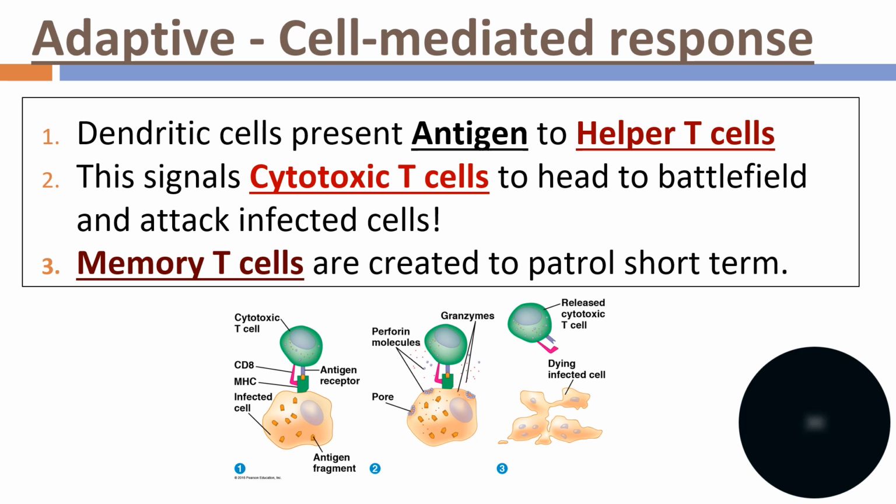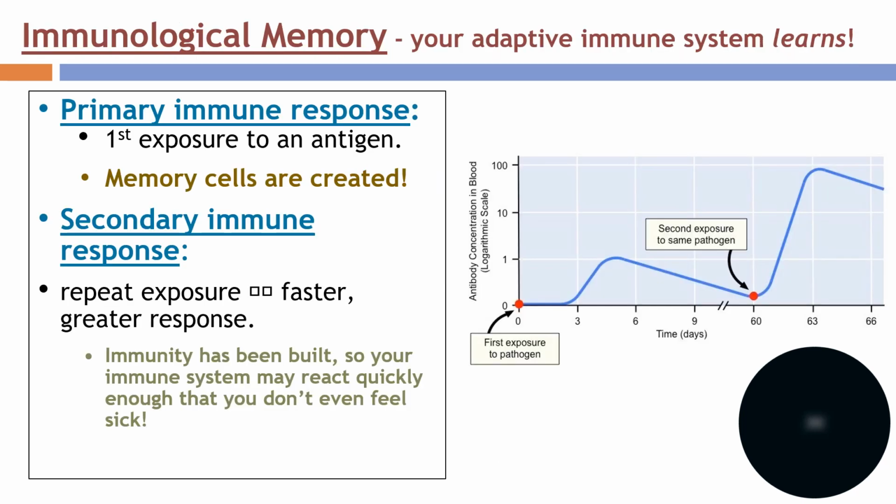So again, I just broke this down into a much smaller slide. The main thing I want you to remember here is the three-step system, where first the dendritic cells are going to present this antigen to the helper T cells. This is going to signal the cytotoxic T cells to head to the battlefield and attack those infected cells. And then we have these memory T cells that are going to be created to patrol in the short term and make a memory for the long term, so that when we encounter this pathogen again, we are ready for it.